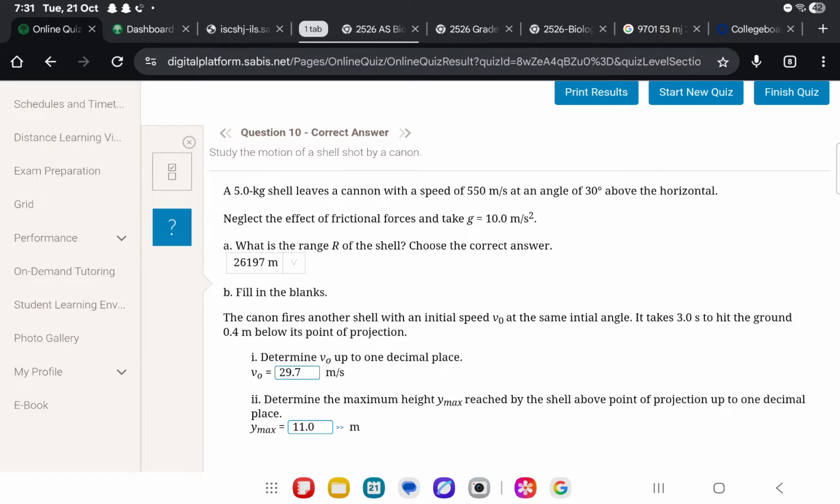Question 10 is another projectile motion question, and it's one of the ones where you're applying formulas, but you need to know how to apply them. The range is the same exact formula that's always been: V0 squared sine 2 theta over g. V0 is 550 meters per second, so 550 squared.